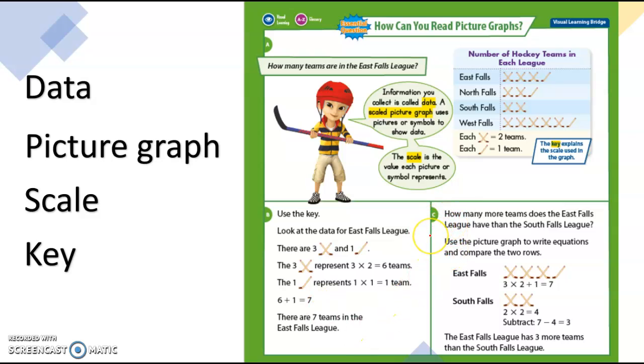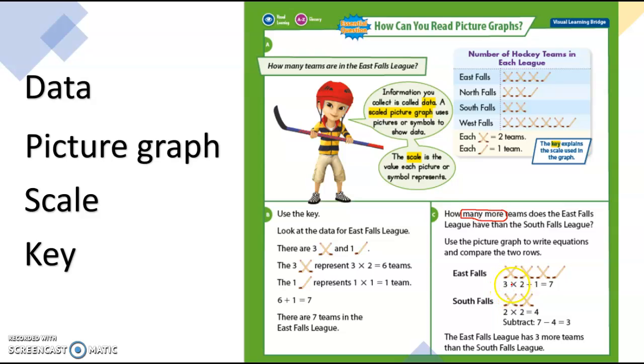When we're looking at data, we might answer questions about the graph. So how many more teams does the East Falls League have than the South Falls League? Well, looking at this question, it's asking how many more. Now here's a question for you. When I see the words how many more, do I need to add or subtract? You do need to subtract when you see how many more because we're looking for the difference. So we'll use the picture graph to write equations and compare the two rows.